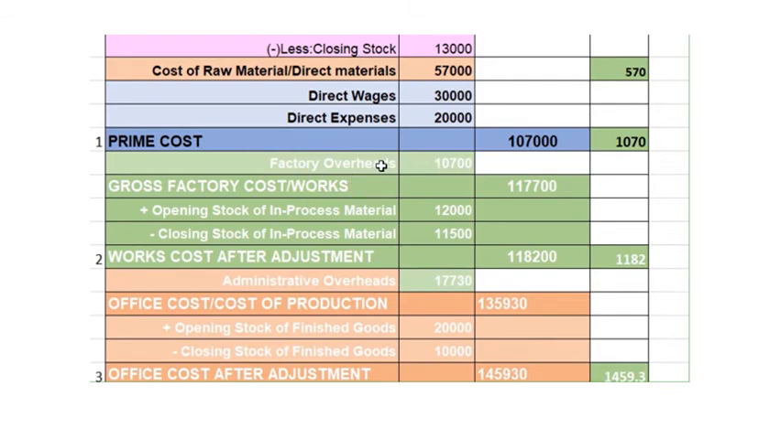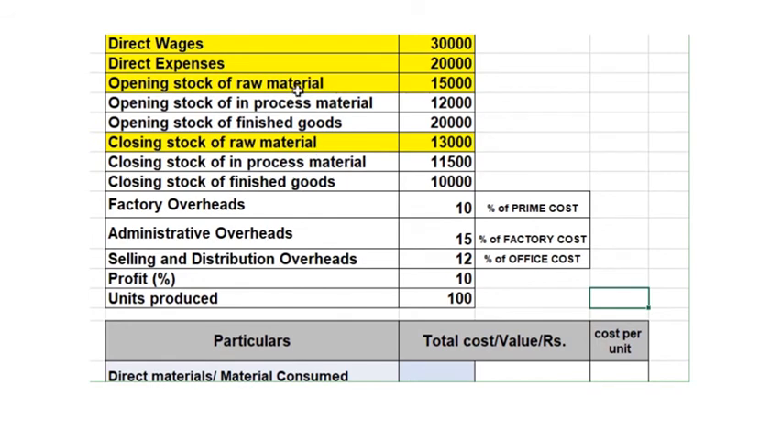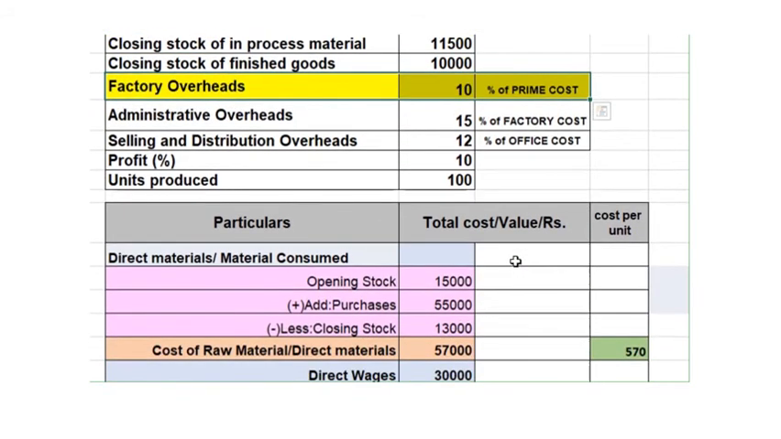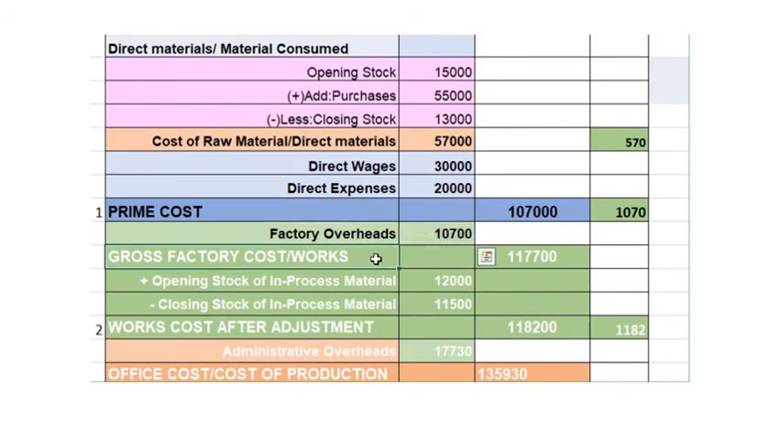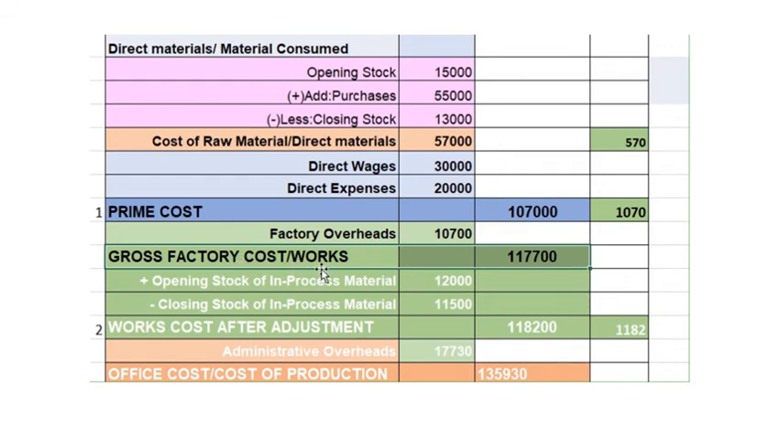What is the next cost that we have to find? It is factory cost. For that we require factory overheads. Factory overheads is not given directly. It is 10% of prime cost. We have already found prime cost. So factory overheads: 10 by 100 into prime cost 1,07,000. We get 10,700. So with that we now get the gross factory cost or works cost.